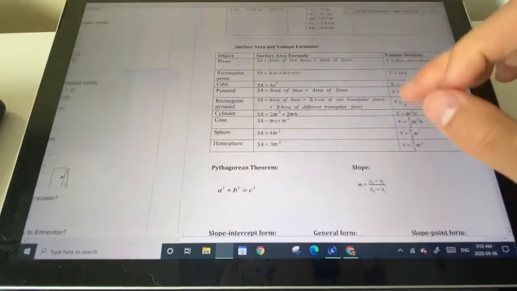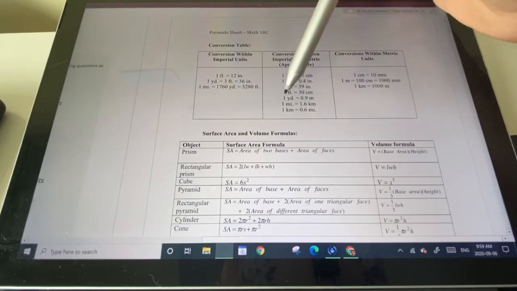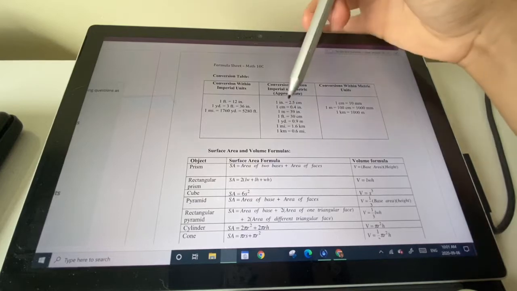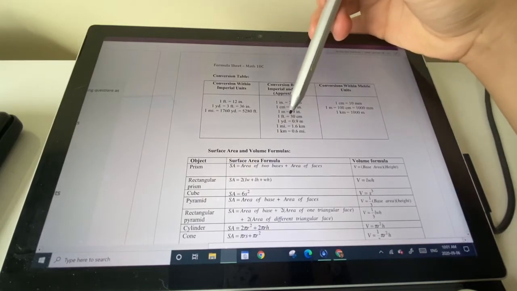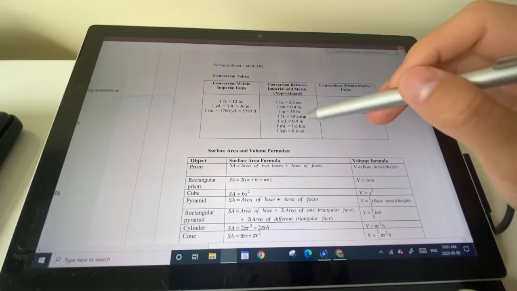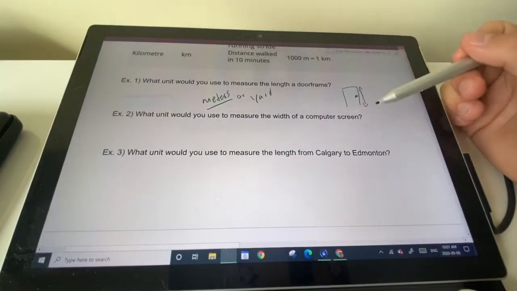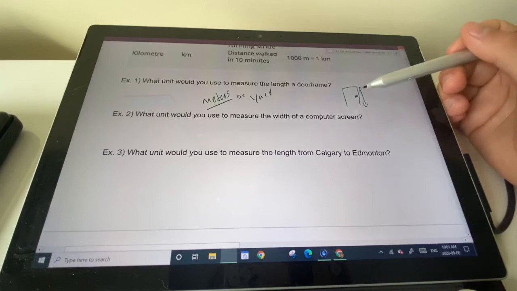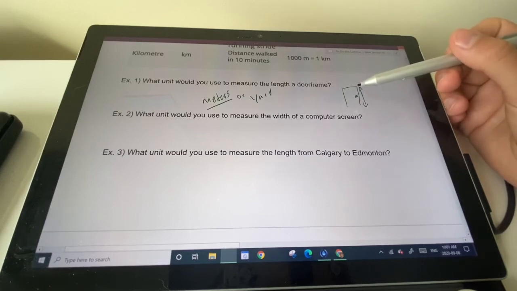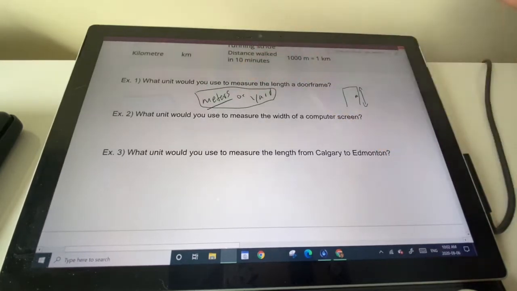Meters and yards are quite close. Let's see if there's a conversion over here. 1 yard equals 0.9 meters, which is pretty close. So something you can measure in yards, you can probably argue you measure in meters. One thing is you could also maybe argue that you'd measure it in feet. Why would you do that? That's because door frames can differ in height very minimally. So you could maybe say feet, but I would probably go with meters or yards here.